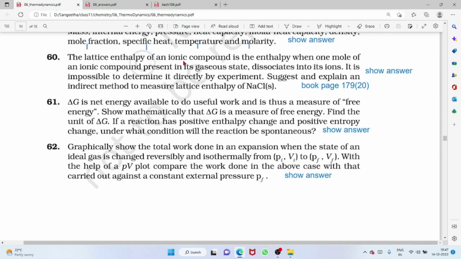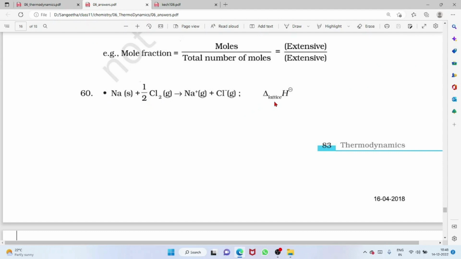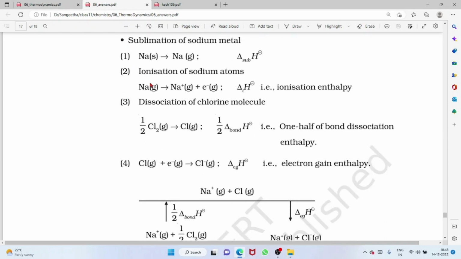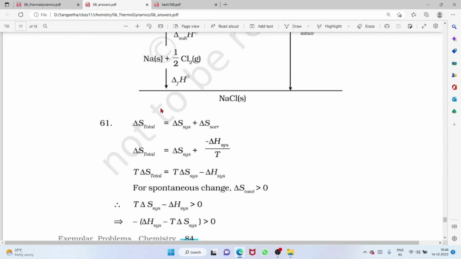The lattice enthalpy of an ionic compound is the enthalpy when 1 mole of ionic compound present in the gaseous state dissociates into the ions. It is impossible to determine directly by experiment. Suggest and explain the indirect method of measurement of the lattice enthalpy of NaCl. That is given in the book, and I also explained it for NaBr. So this answer is also given. This is NaCl for lattice enthalpy, and we can refer to the book, and I have also given it for NaI, and this is the answer.